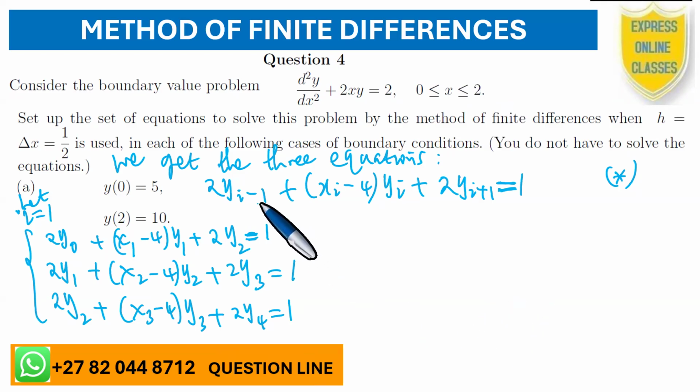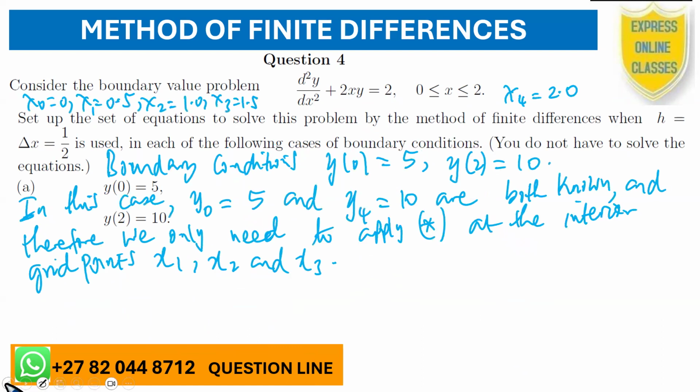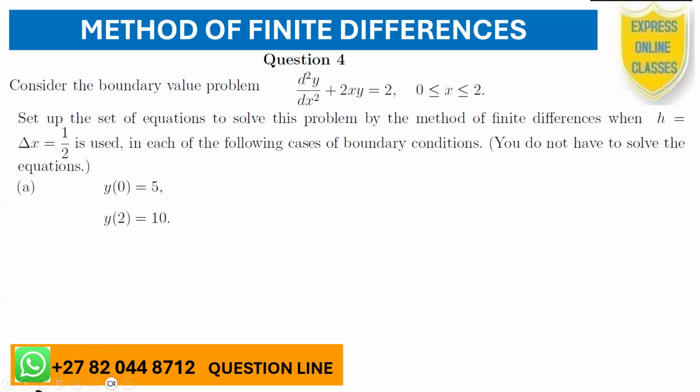So we can't continue. For instance, if you put a 4, it's going to be 3. But if i is 4, then it's going to be a y5. There's no y5 because, as we indicated before, we only go up to y4 because of the grid points. The x values between 0 and 2, there are only 4 of them, with step length 1/2, which is 0.5. So we continue.